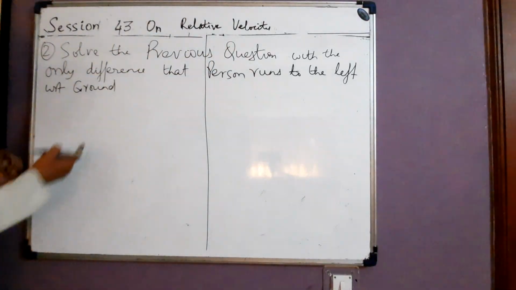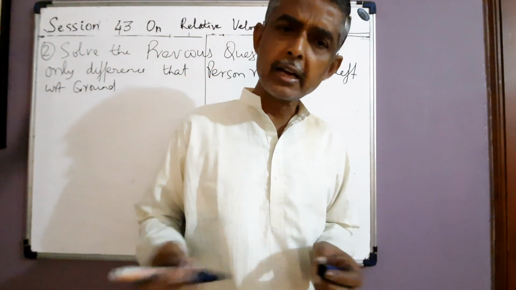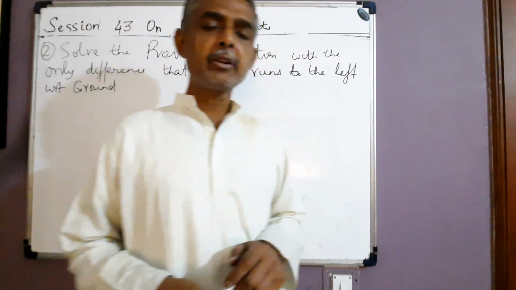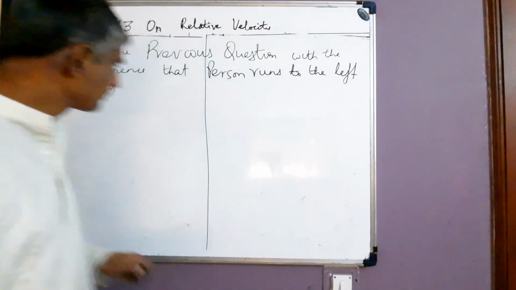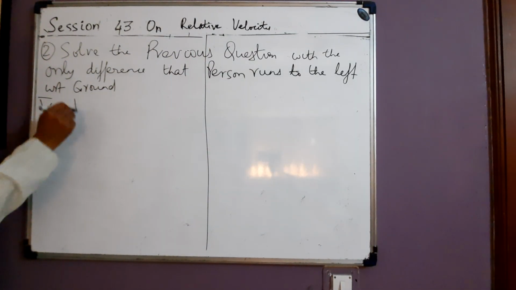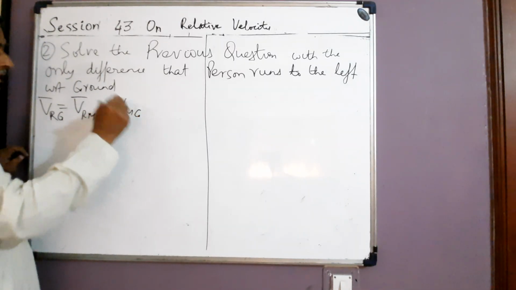So now again we write down the vector equation. Again the object under consideration is the raindrop, denoted by R. Instead of frame F we have the man frame, denoted by M. Instead of the ground frame we have G. So we write down the vector equation again: VRG is equal to VRM plus VMG. This is how we write.